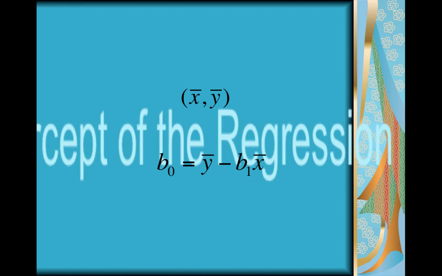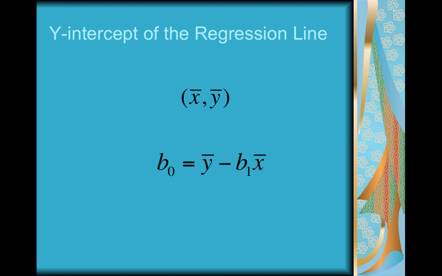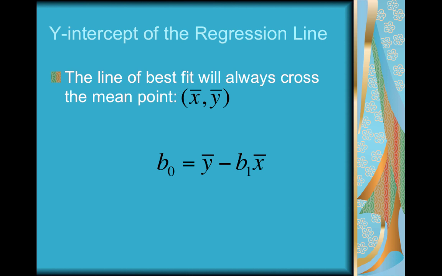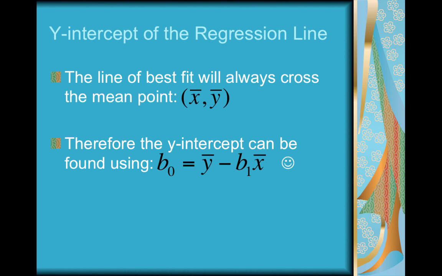The y-intercept also has a formula that we can use to calculate it. First, though, we have to remember that the line of best fit will always cross the mean point, x bar comma y bar. Therefore, the y-intercept can be found using this equation, which is b sub 0, your y-intercept, equals y bar minus b sub 1, which is your slope, times x bar. So you use your slope and your mean point to find your y-intercept.